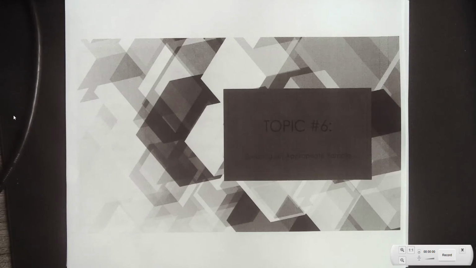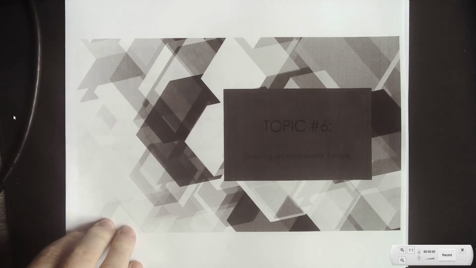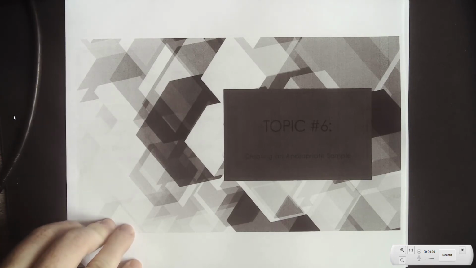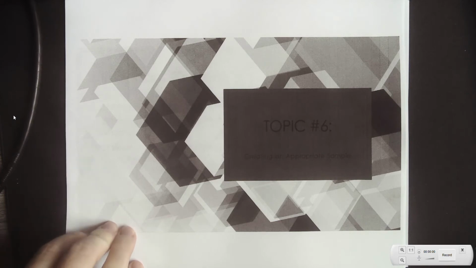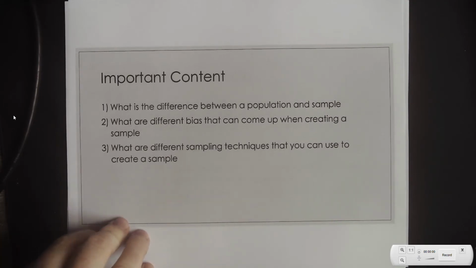All right, topic 6 is the next topic that we have here. It's on appropriate sampling. Really, it's just talking about biases and different types of ways you would sample. But what are we going to learn here? So we're going to talk about the difference between a population and a sample. What are the different biases that can come up when creating a sample? What are the different sampling techniques that you can use to create a sample? These are the things we're going to look at.